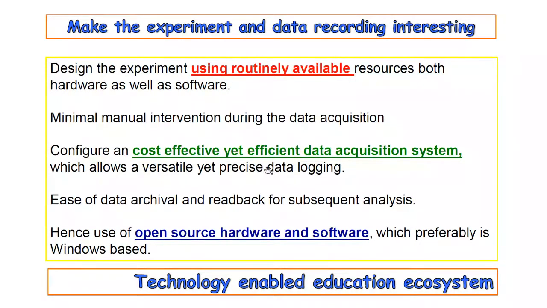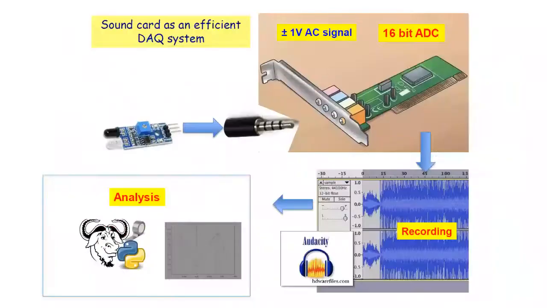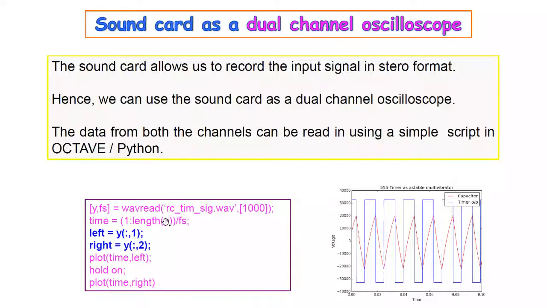And we use both open source hardware and software for it. As I said, the sound card gives me a very versatile data acquisition system. I have my experimental setup, couple it to the sound card, record the data, store it in a WAV file, analyze it using OpenTool, Python, or Octave, and you have fascinating experiments. Most of the labs have a problem with an oscilloscope. Here I present to you a use of the sound card as a dual channel oscilloscope. So this is actually a 555 timer astable where I measure the output and the voltage across the capacitor.